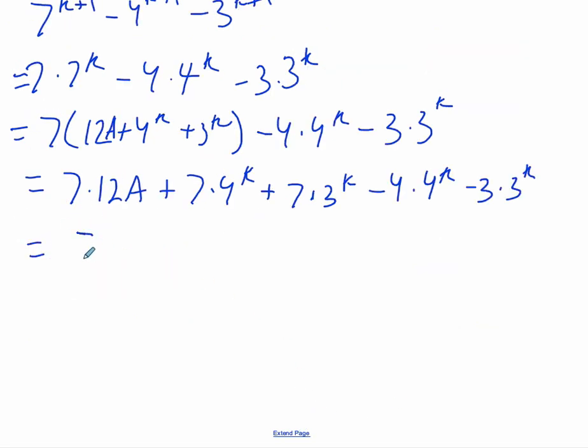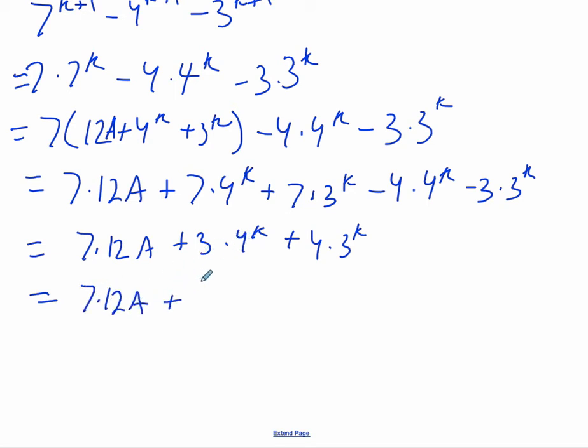So this is already divisible by 12. Let's just keep it like this. You don't even need to multiply it. Here we got 7 minus 4 is 3, so you can have 3 times 4 to the k. And then we have plus 4 times 3 to the k. Alright, so we want these things to be divisible by 12. We have a 3 here, which is not quite 12. But notice if you do 3 times 4, you get a 12. So we can make that happen.